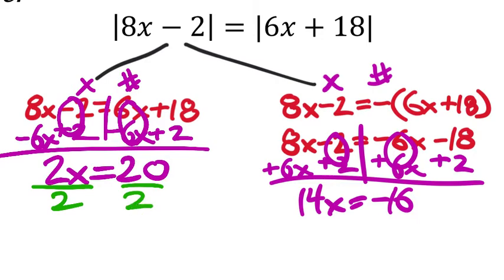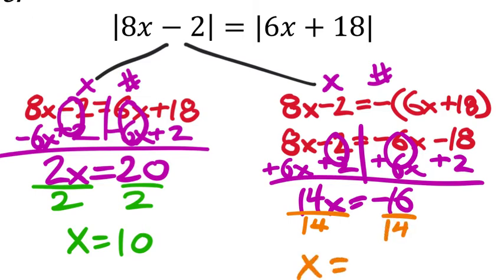Divide both sides by 2. Hey, x is 10. That's not too bad. The second one, divide both sides by 14. You'll have to simplify this. The calculator will do it, by the way. x equals negative 8/7 with the calculator on that. So we get the 2 answers for x on this.